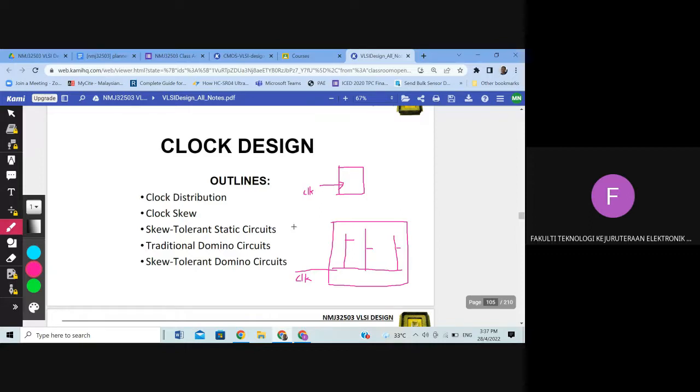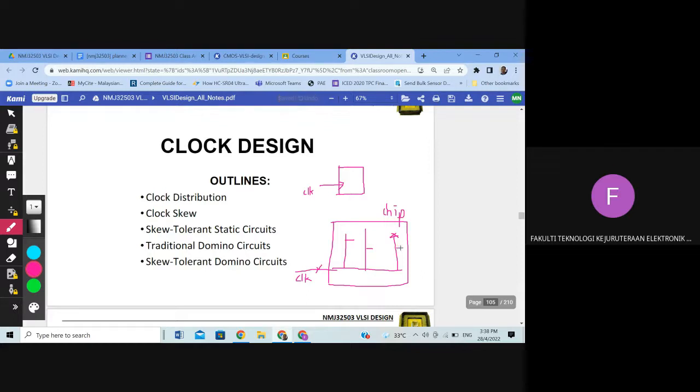And then clock distribution is actually the first topic that we're going to discuss. So clock distribution, actually, how do we distribute the clock throughout the chip? So this is the chip. So how do we make sure that the clock from the main source here and the clock at the end destination here are the same? Theoretically, yes, but in practical, no.